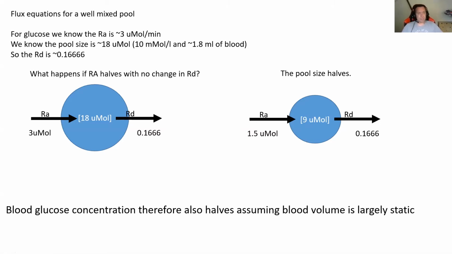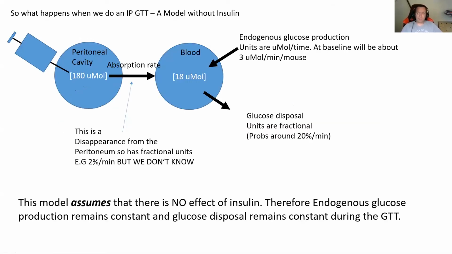Okay, so if we think about what's going on when we do an IPGTT, we can build a model and we can say, okay, at T0, we're going to stick a load of glucose, using a needle, and inject it into our mouse's peritoneum. And that will be a fixed amount. We will know how much we're putting in, and about 180 micromoles is the same number.